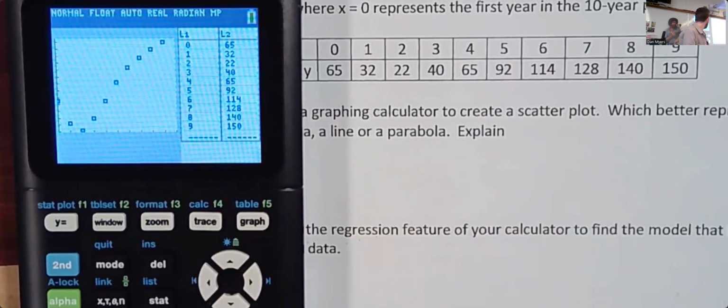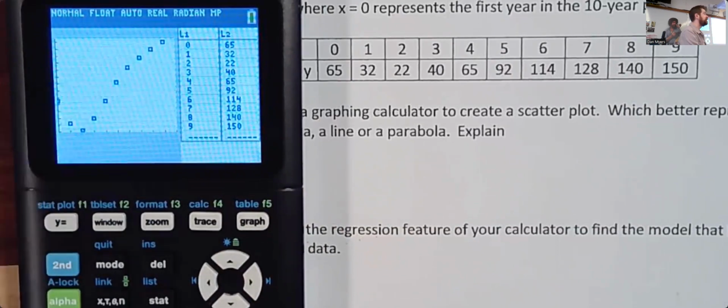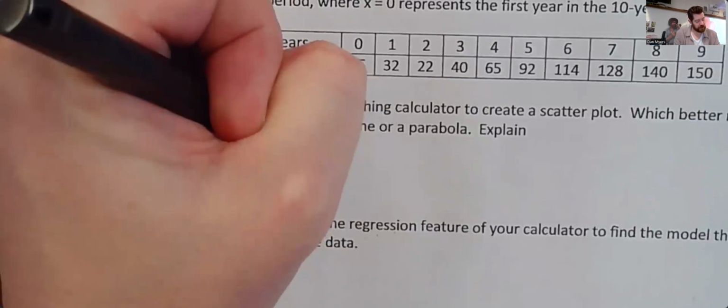Next to mine, I actually have my L1 and L2. And if you notice, these first 3 points are moving in a downward direction, then they go back out this way. So would that be most like a linear or a quadratic? That'd be more quadratic than anything else, right? Okay. So quadratic, so we're going to say quadratic.